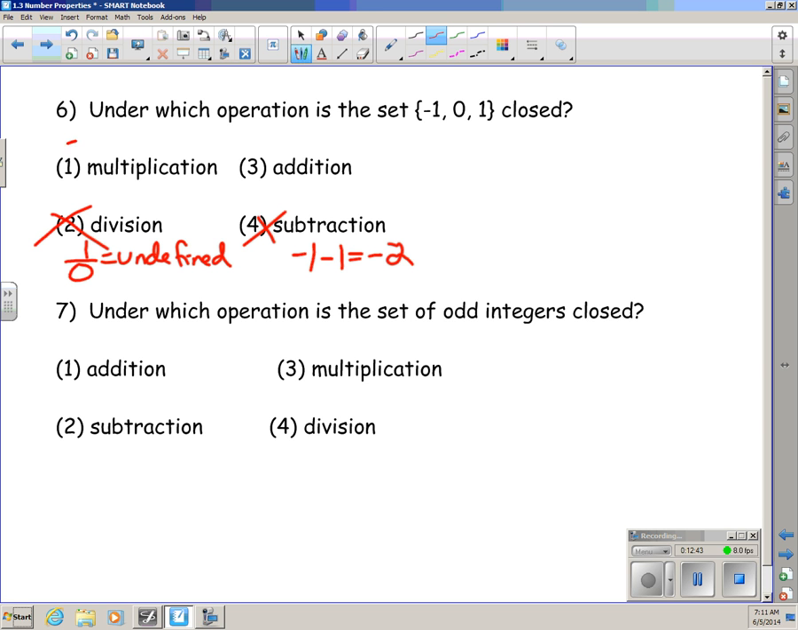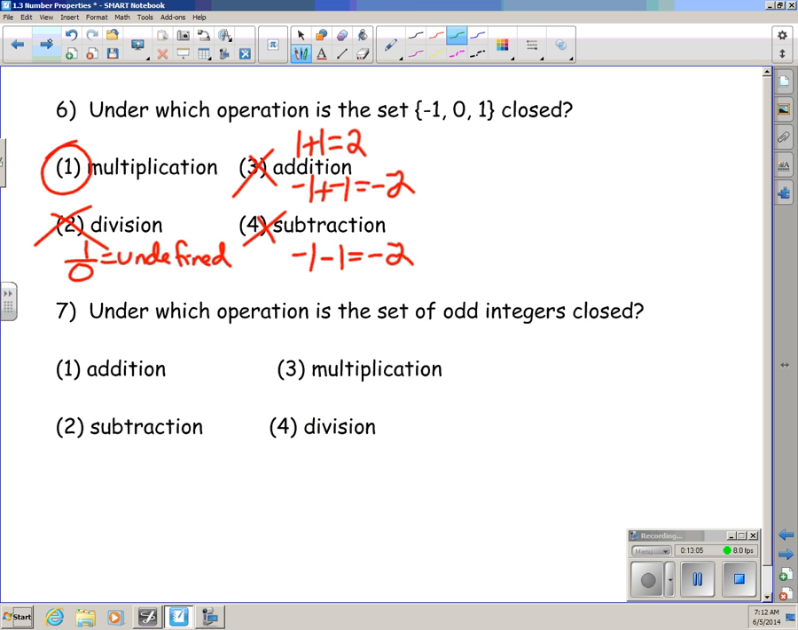Choice is going to be multiplication because the addition is not going to work. If you take 1 plus 1, you're going to get 2, and that's not in the set. Or if you take -1 plus -1, you're going to get -2, and that's not in the set. But that set will be closed under multiplication.